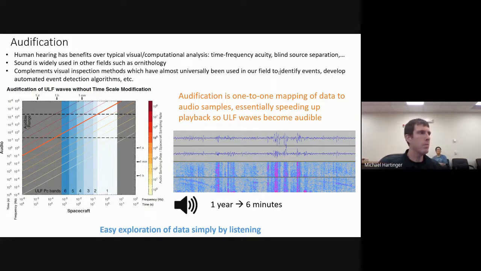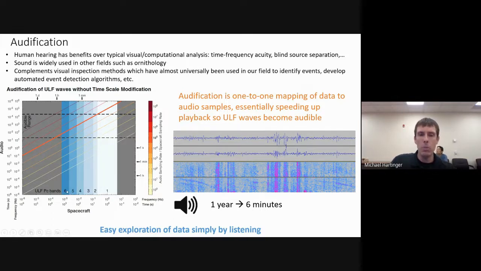Actually, I have two questions. So firstly, you have shown mainly the ULF wave range. So ideally, what's the limit of the frequency band that you can modify? Yeah, I think this figure probably helps.